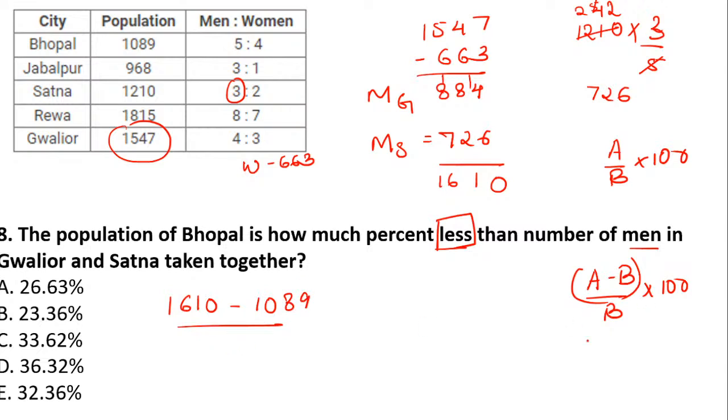Okay. Now some students might be confused. Ma'am, which number should I write? I told you in the starting only what to compare and whom to compare. The population of Bhopal, we are comparing it with Gwalior and Satna. So Gwalior and Satna is this value, right? 1610. So 1610 will come over here in the denominator. So when I subtract 1610 minus 1089, you are going to get 521.